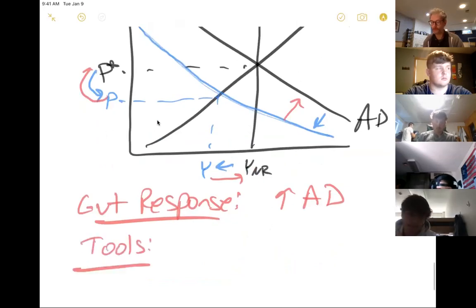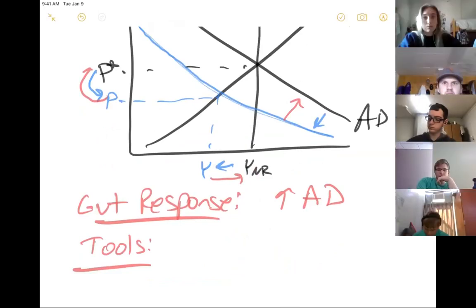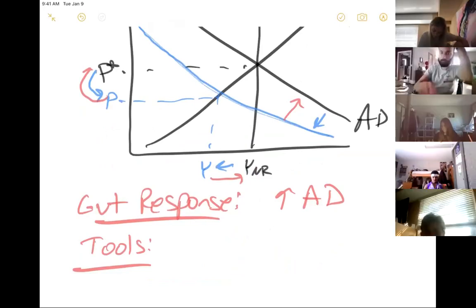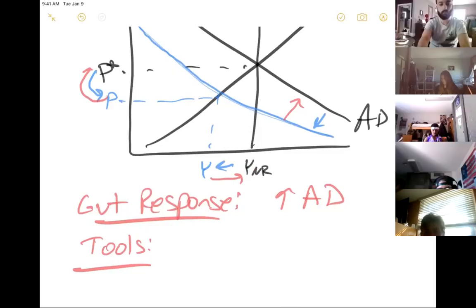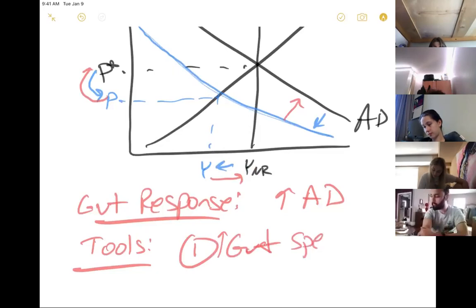What are the tools that the government could use to achieve this? Help me out. How could the government try to increase aggregate demand? What could they do? Because we talked about three ways that government can impact aggregate demand yesterday. So what are those three ways that the government could most directly impact aggregate demand? It could spend a bunch of money on different programs and things. Right. It could use government spending.